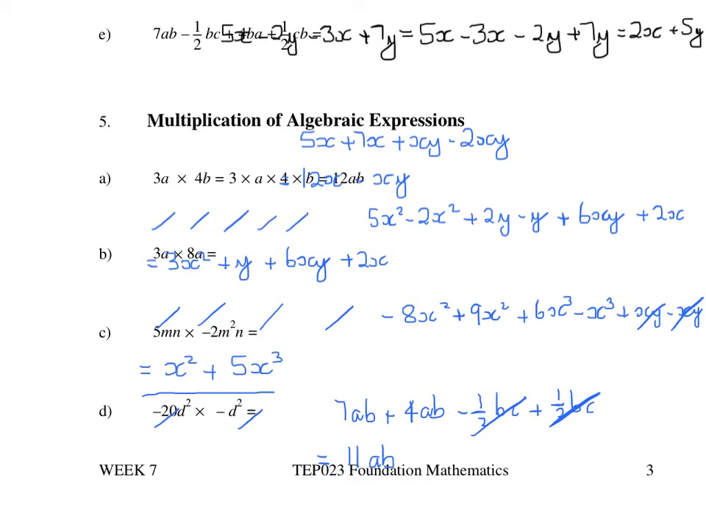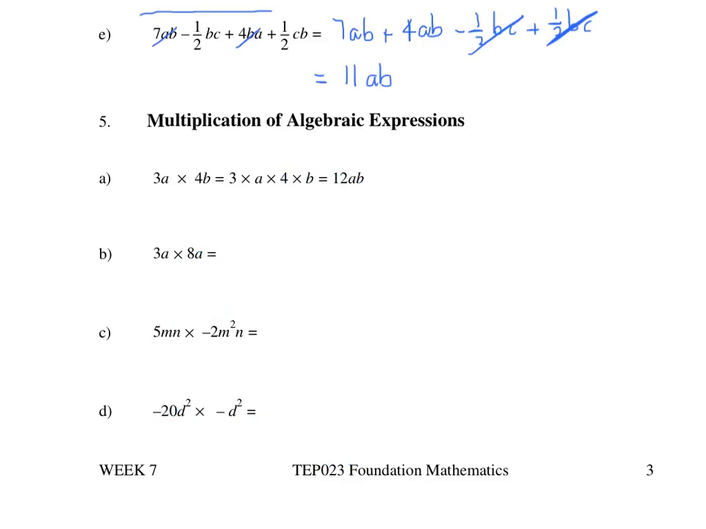Now we're going to look at multiplication of algebraic expressions. And this is very similar to what we looked at before when we multiplied out single pronumerals. We've got 3a multiplied by 4b. So it means 3 times A times 4 times B. Multiply the numbers to get 12, and then you've got A multiplied by B.